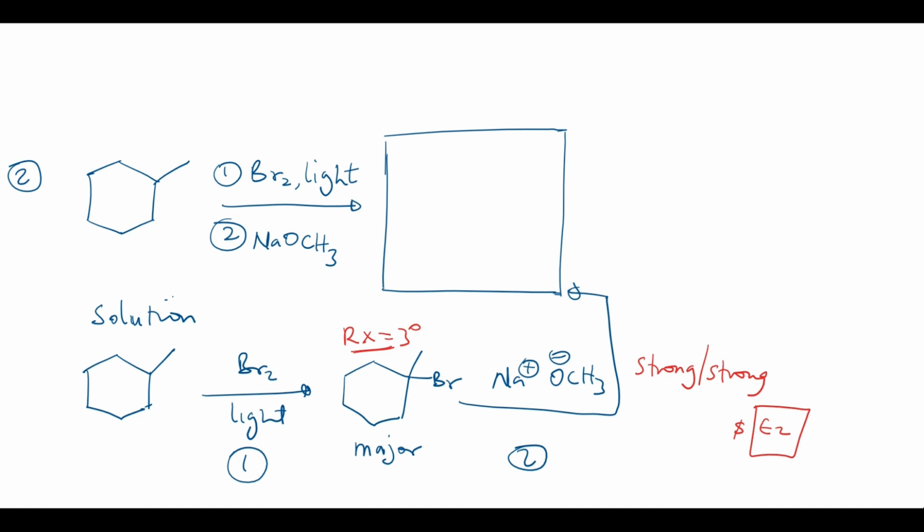With that being said, we can go ahead and draw the E2 product. So since what we have here is a regular base, we will have the more substituted alkene as the major product. You could also have a minor product. The Hofmann product is going to be the minor product.